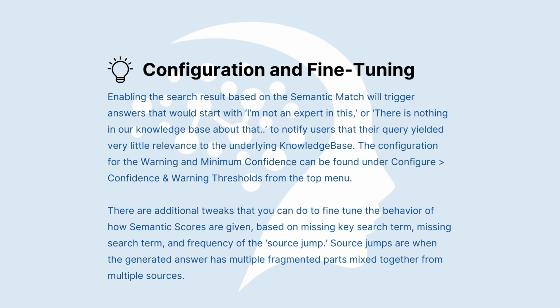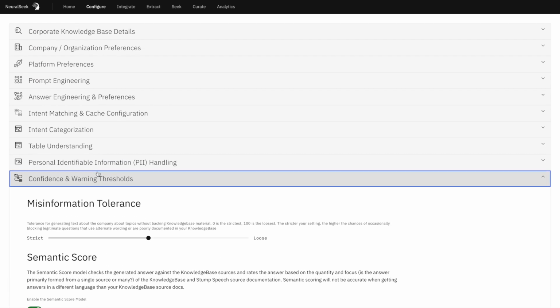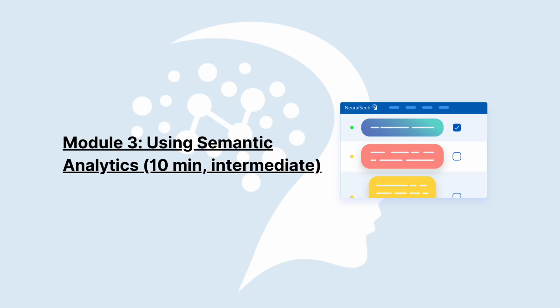The configuration for the warning and minimum confidence can be found under Configure to Confidence and Warning Thresholds from the top menu. When making any changes to the configuration, remember, you must click the Save button at the bottom to apply it. And now, on to Module 3, using semantic analytics.